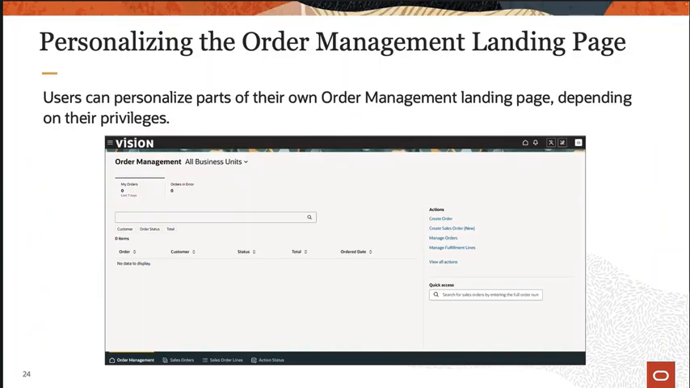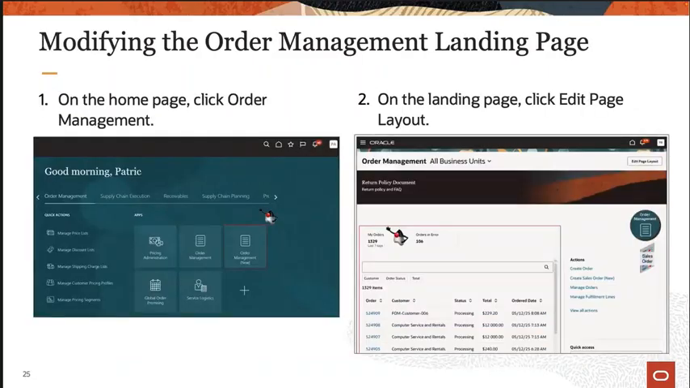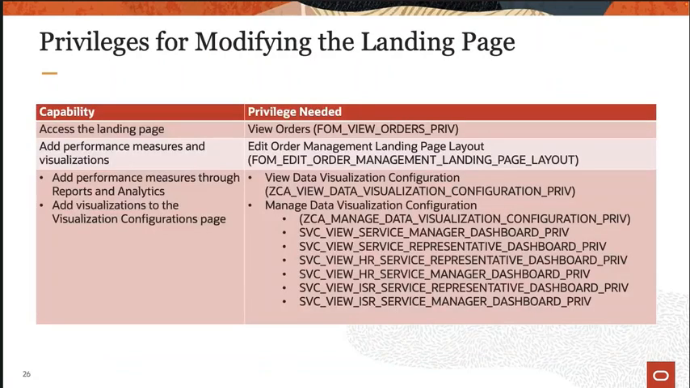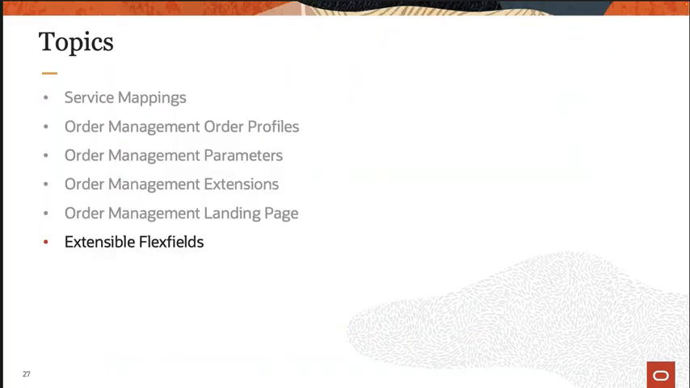The order management landing page is a great starting point for managing your daily sales orders. It gives you a quick summary of orders you've recently created or submitted, as well as any orders that might need your attention. You can modify the order management landing page to meet your organization's business requirements. To modify the landing page, click Edit Page Layout. To access the landing page, users need a configured job role with the appropriate privilege. For reference, the table lists the required privileges along with their capabilities.